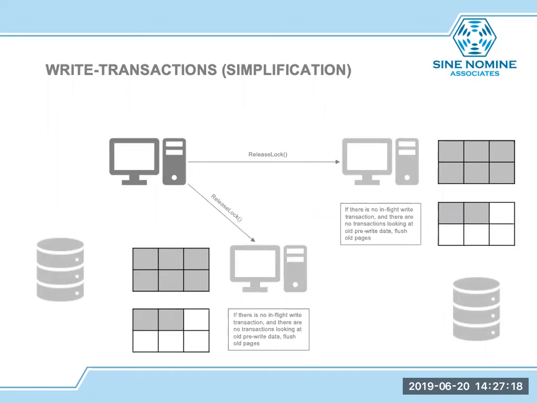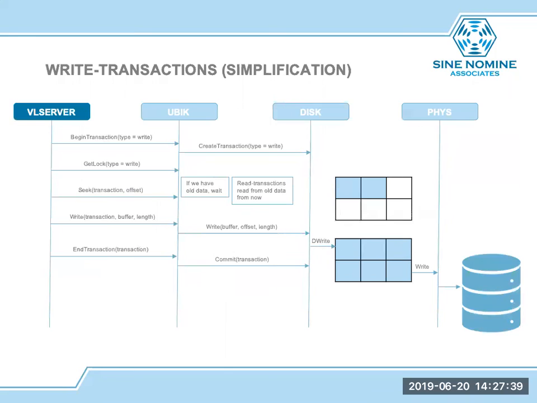And at the very end, when we try to release the lock on the remote sites, we check if we have any read transaction looking at the old version of the buffer. If we do not have any read transaction using the old version of the buffer, we can flush these pages. And we do the same thing locally. We check if we have any read transaction looking at the old version of the buffer. In this case, we do not have, so we can flush these pages. Basically, that's how a write transaction works.